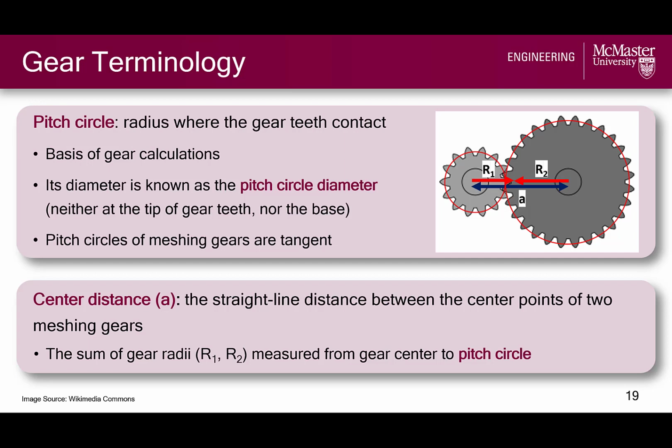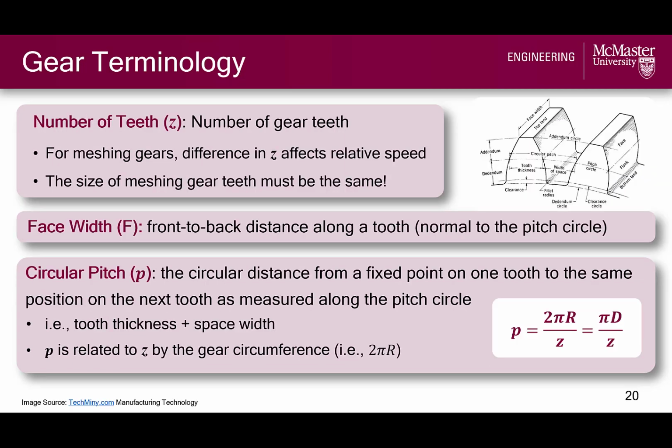The center distance of a gear set is another important consideration in gear design, and it is simply the straight line distance between the center points of two meshing gears, as shown by the blue arrow here. This center distance is equivalent to the sum of gear radii, as measured using the pitch circle, which will come up again in the next video on gear design calculations. Moving on to more terminology, the number of teeth on a gear is represented by the variable z, and is also an important consideration in gear design.